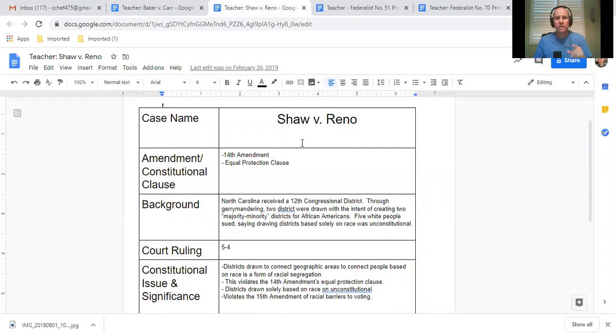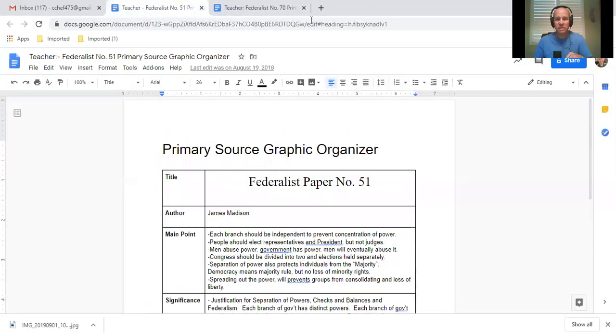And again, Shaw versus Reno said you can't draw a district based off race because you are, again, violating the Equal Protection Clause of the 14th Amendment. Okay, so if you are drawing a district solely based off race, that's unconstitutional, because you're not treating people equally under the law. All right, so 2 cases there that we discussed about redistricting and gerrymandering.